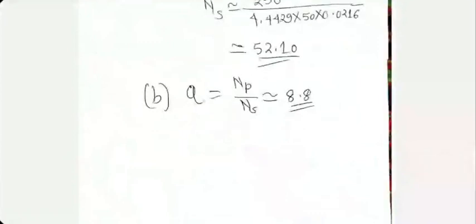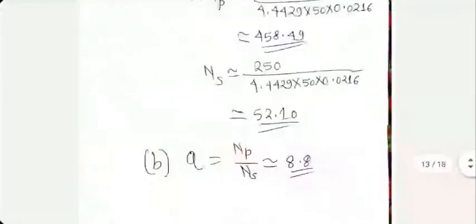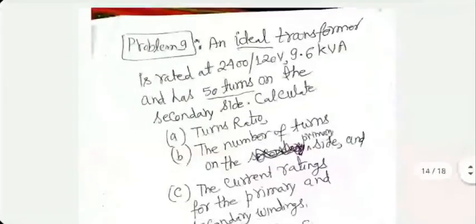Turns ratio is obviously NP by NS or VP by VS. It's 8.8 almost. Ideal transformer, next one.